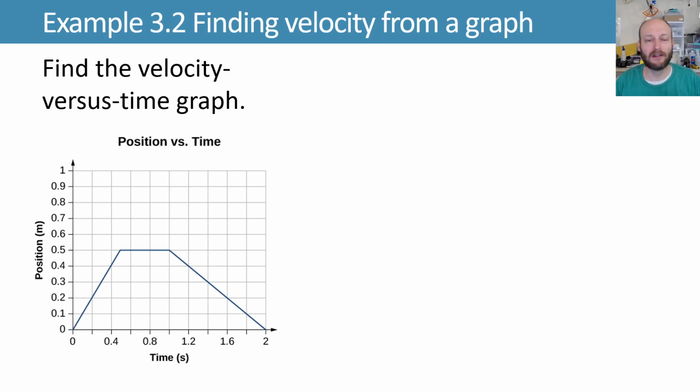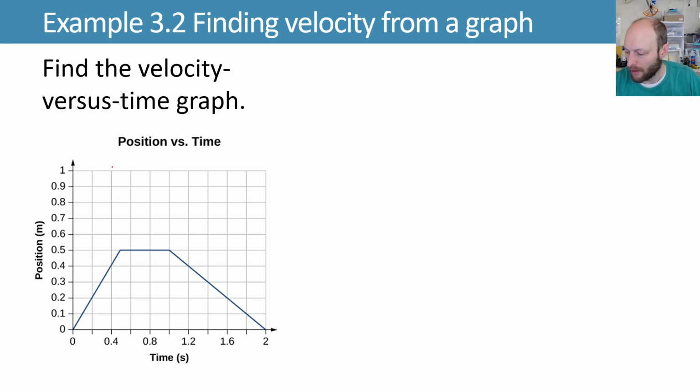Using our understanding of instantaneous velocity as the slope on our position versus time graph, let's see if we can find the velocity for this situation here. So we're going to draw a velocity versus time graph based on this position versus time graph. Let's begin by noting that there seem to be three main sections here, and so we can break this into a few different sections.